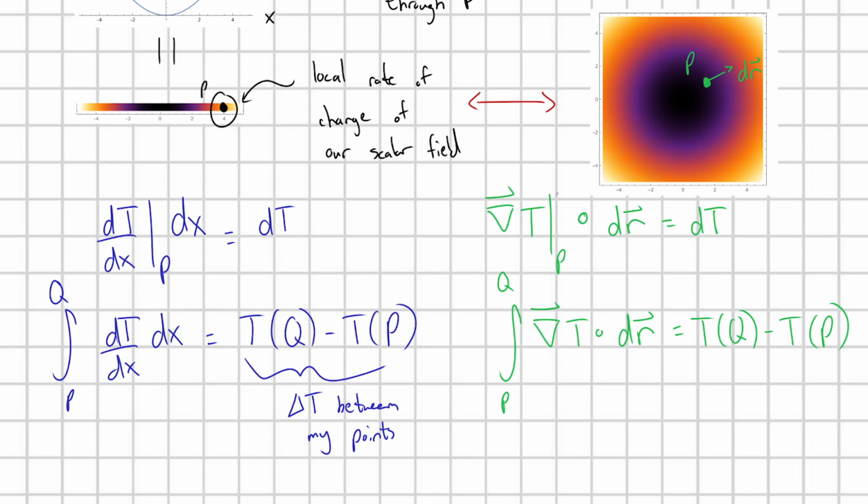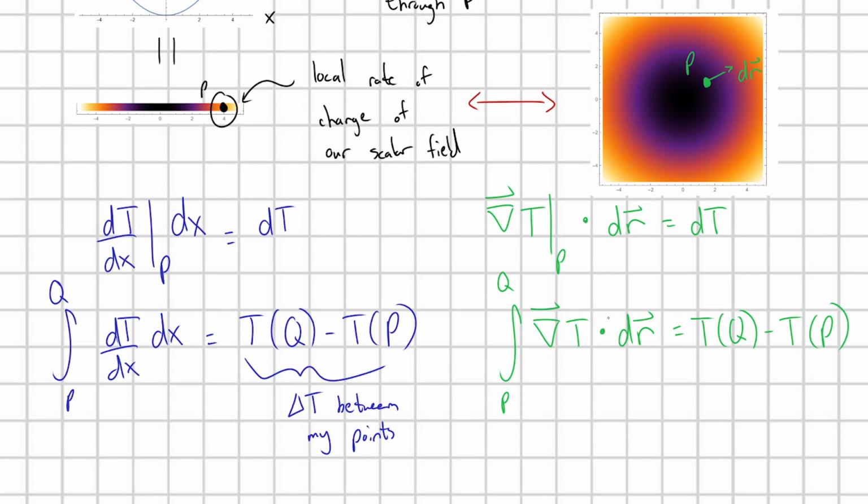Right, and this little package here, also known as the gradient, is containing all of the information about the rates of change of T in each independent direction. What we really want to do is project that in a particular direction dr, right? And we have an operator that does just that. It's called the dot product, okay?